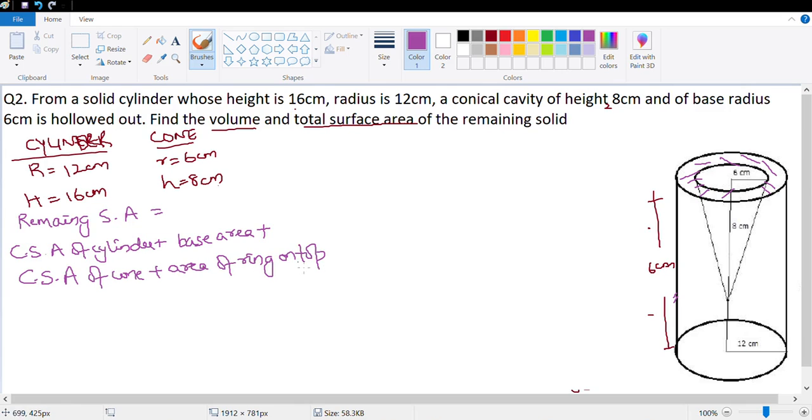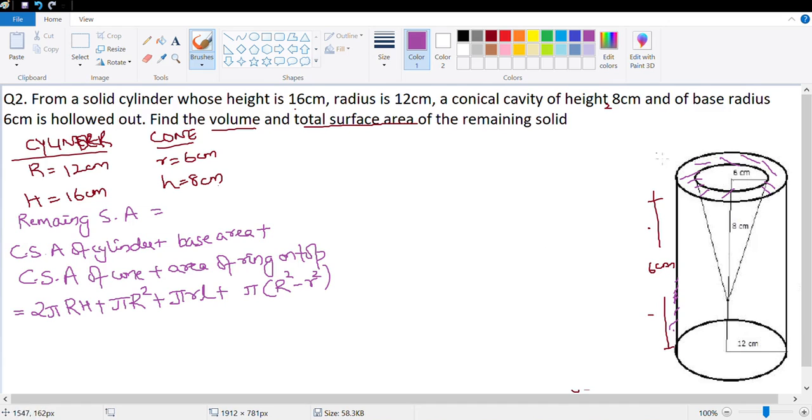Let's just reconfirm this. I'll have the curved surface area of the cylinder, which is given by 2 pi RH, plus I'll have the area of the base, which is given by pi r square, plus I will have curved surface area of cone, which will be pi RL, plus area of the ring on top is basically area of the bigger circle minus area of the smaller circle, which means pi times capital R square minus small r square. Yes, this looks fine. Pi times capital R square minus pi times small r square. That will be the area of the ring.